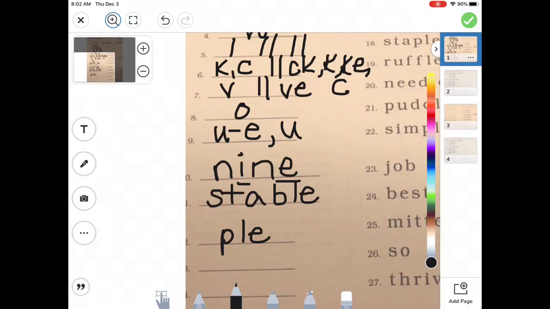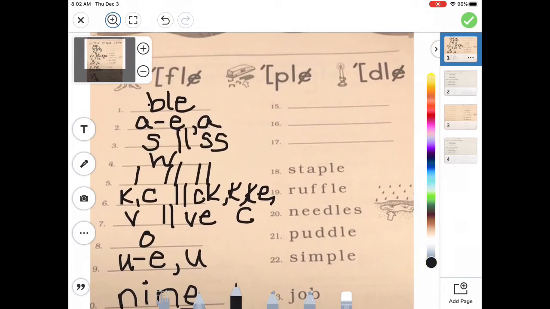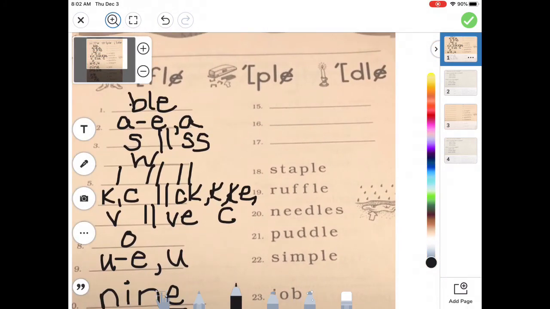How about the dull sound? Dull. D-L-E, good job. And the full sound. F-L-E, perfect. So P-L-E, D-L-E, and F-L-E. All right, on number 15, we are going to try to spell the word apple. Apple. So let's practice that. A, very good. P, and then pull. P-L-E, very good.